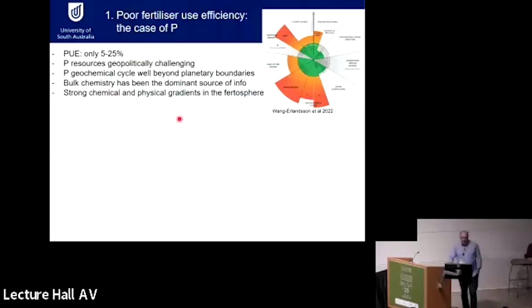It's critical because the resources are running out, but mainly because the resources are geopolitically challenging. 75% of phosphorus is in one country in North Africa, in Morocco. And also the phosphorus use efficiency is abysmal. It's 5 to 25%. So most of the phosphorus ends up in water bodies causing eutrophication, and that's why we are exceeding for phosphorus the planetary boundary for this element.